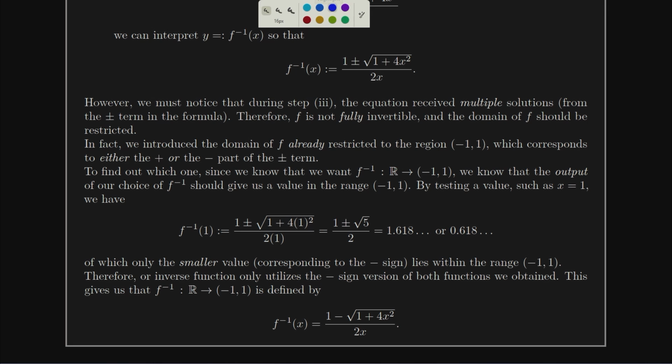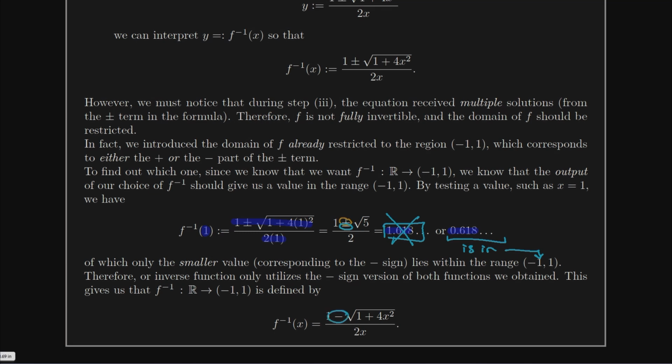Well, let's just try it on a couple points. If I try it on the point 1, I plug all those numbers in, and I get 1.618 when it's the positive case, and I get 0.618 when it's the negative case. Well, 0.618 is in negative 1 to 1. 1.618 is not in negative 1 to 1, so we definitely want the minus sign, and so we go ahead and keep the minus sign, and that's how we find f inverse using a quadratic formula.